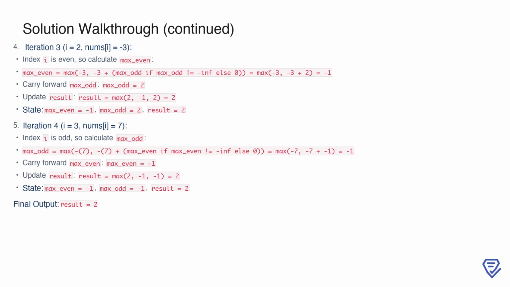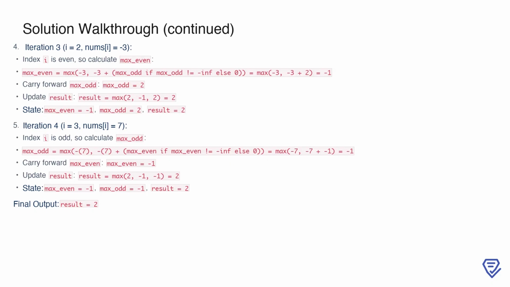In the fourth iteration, the element at index 3 is 7. As the index is odd, we calculate max_odd as the maximum of the negative version of this number, -7, and -7 plus the previous max_even value, which is -1. This gives us max_odd equals max(-7, -7 plus -1), resulting in -1.